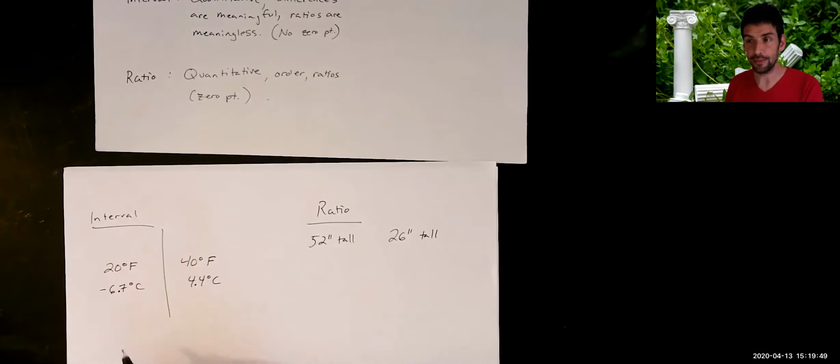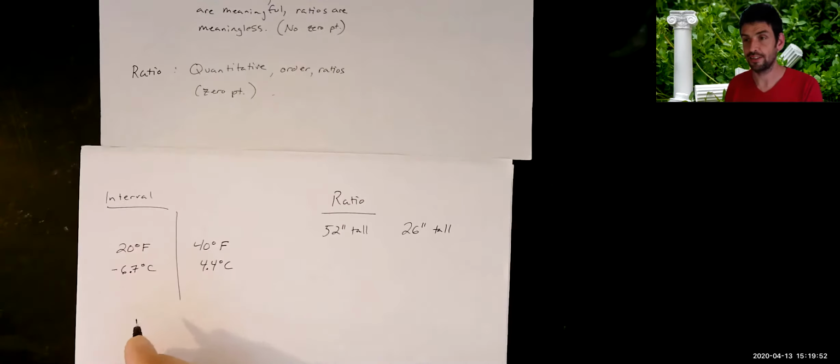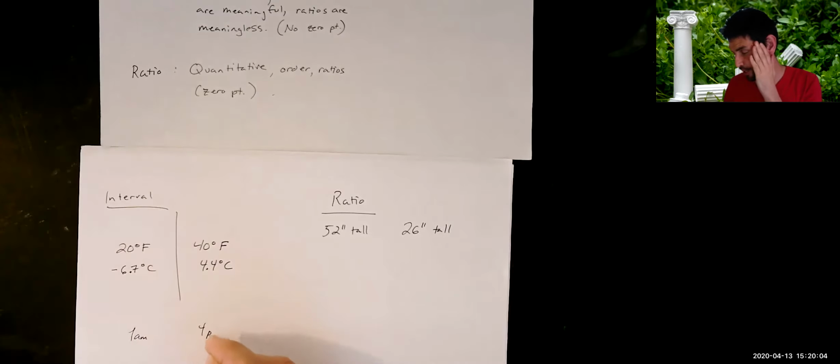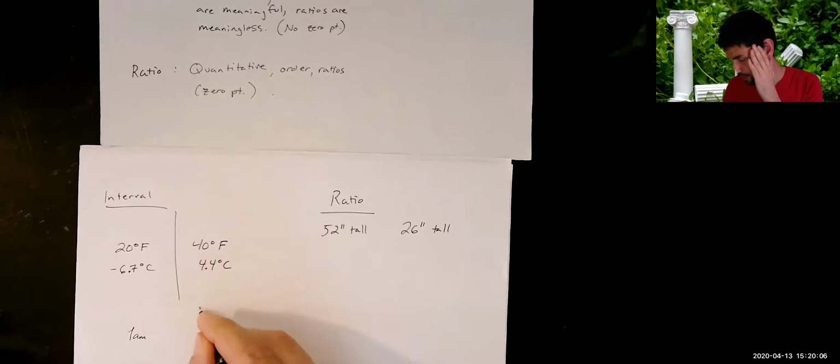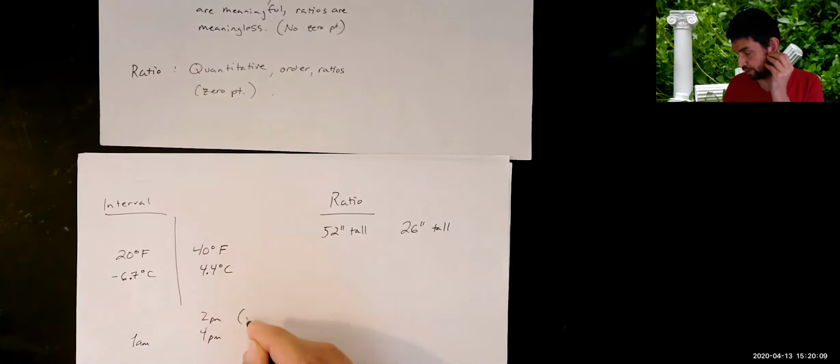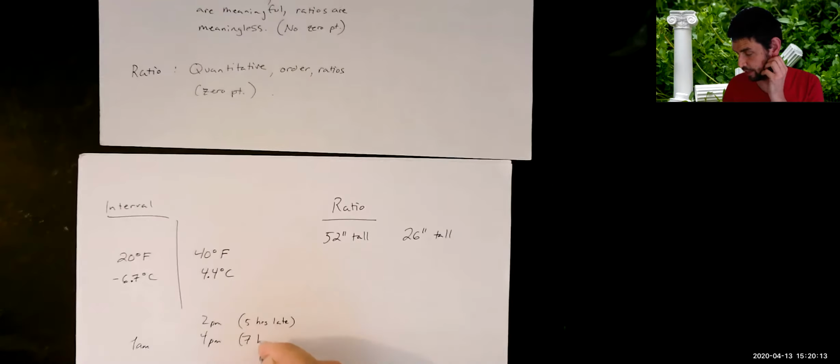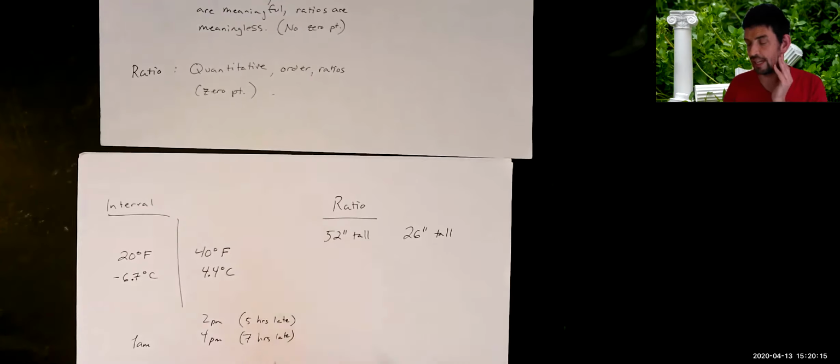Okay, time is another one. Is 4 p.m. twice as late as 2 p.m.? Right. Well, it depends on what time you were supposed to get there. If you were supposed to get there at 9 a.m., then 4 p.m. and 2 p.m., well, what does this mean? It's 5 hours late, and this would be 7 hours late. It's certainly not twice as late.